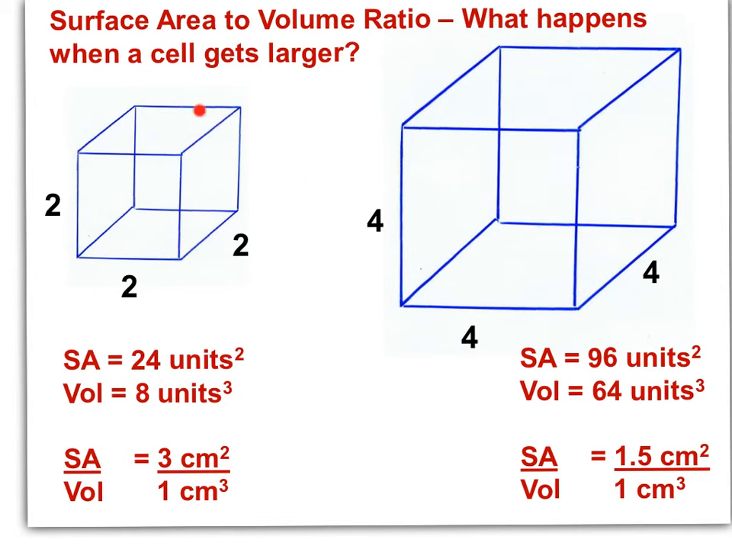The cell model on the left has 2 by 2 by 2 dimensions, resulting in a 3 centimeter square to 1 cubic centimeter ratio, while the cell model on the right with larger dimensions of 4 by 4 by 4 has a surface area of 1.5 centimeters square to a volume of 1 centimeter cubed. As the cell grows in size, the surface area does not increase as much as the volume. Thus, exchange of materials becomes limiting relative to the metabolic needs of the cell as determined by its volume.